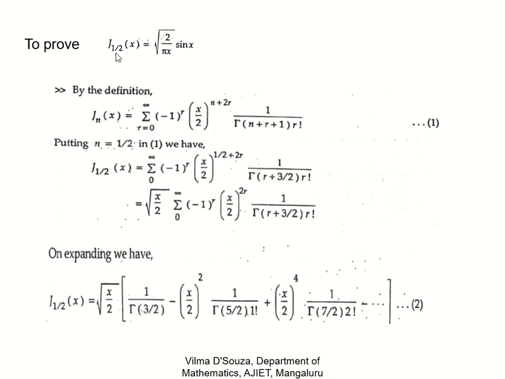To prove J half of x is equal to square root of 2 by pi x sin x.